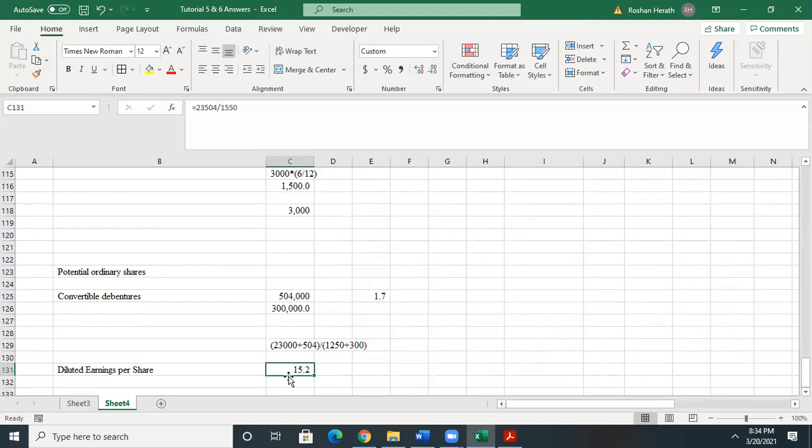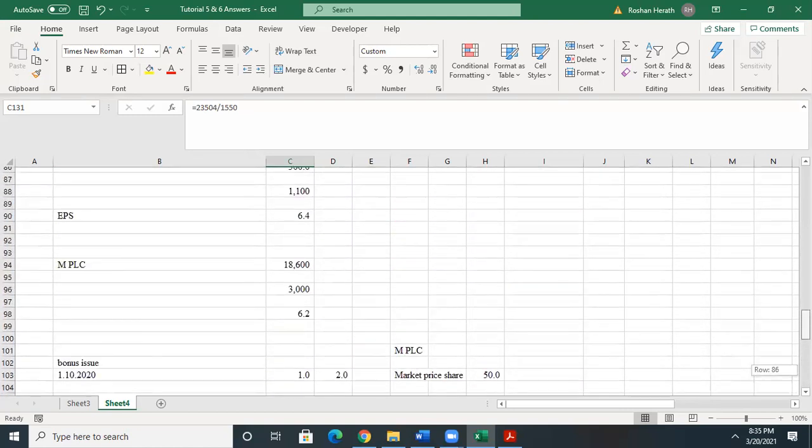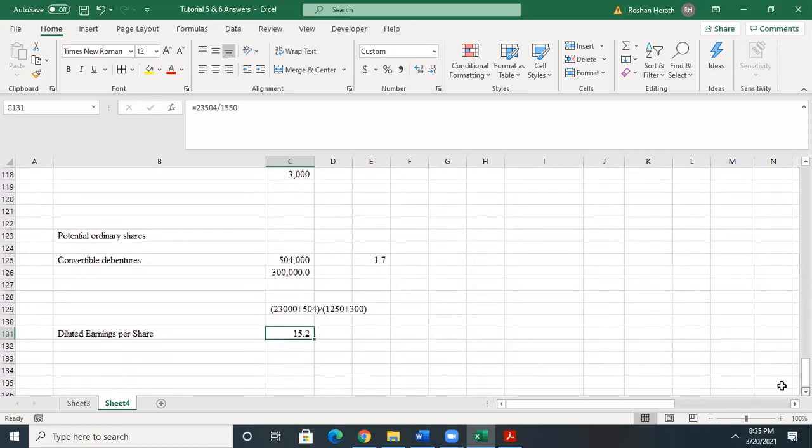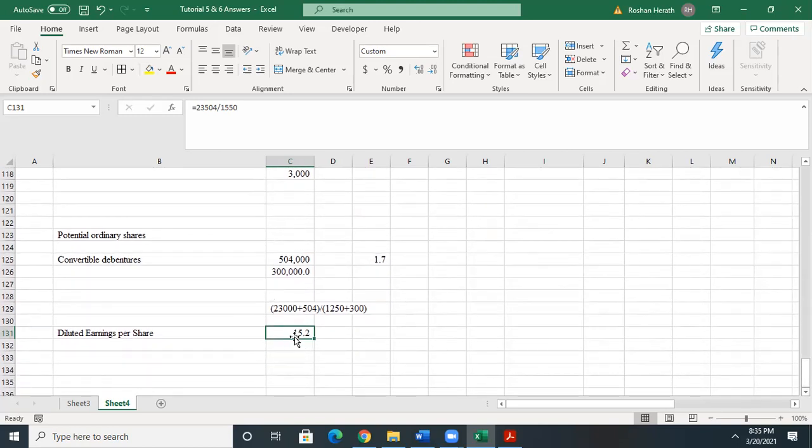It's 15.2. So let's say that this had become 19, for example. Then we do not report a diluted earnings per share, because 19 is not a dilution, it has increased. Diluted earnings per share is always checked for whether it is diluted. If this came as 19, we would not report it. But 15.2 it is, yes.